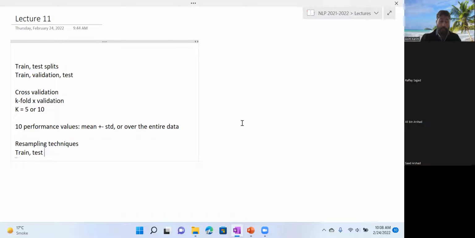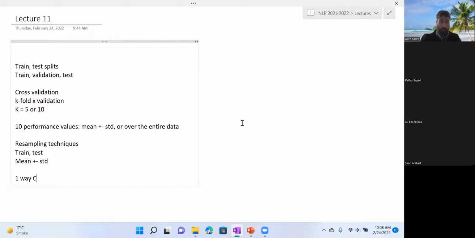Then, as before, you can report mean plus or minus standard deviation. And depending on distributions, usually we assume a normal distribution, you can also report confidence intervals. I won't go into the math of that because that would be too much statistics in a course that is primarily NLP.